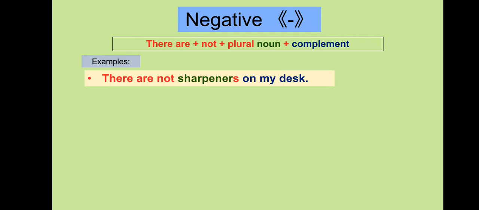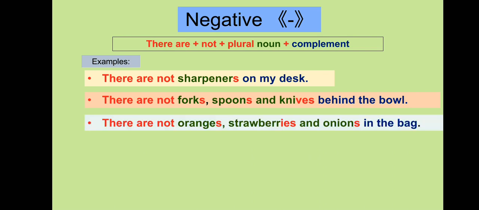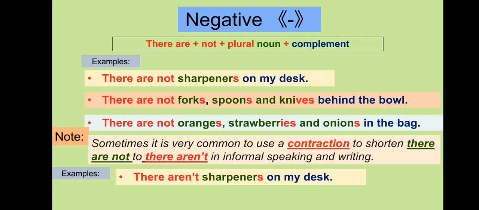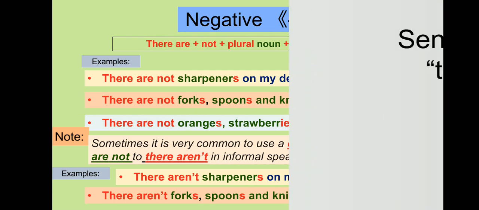For example, there are not sharpeners on my desk. There are not forks, spoons, and knives behind the bowl. There are not oranges, strawberries, and onions in the back. Note: sometimes it's very common to use a contraction to shorten there are not to there aren't in informal speaking and writing. Examples: there aren't sharpeners on my desk. There aren't forks, spoons, and knives behind the bowl.